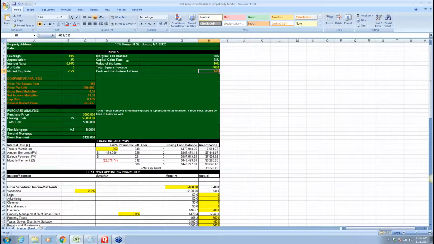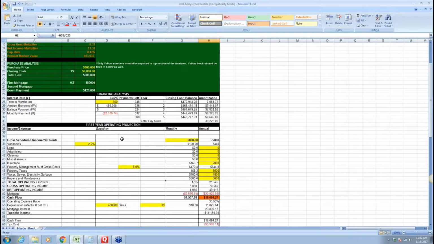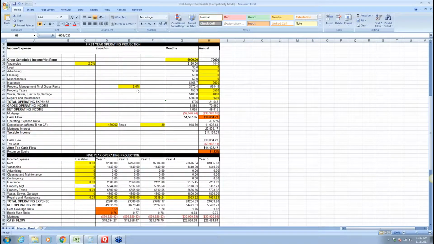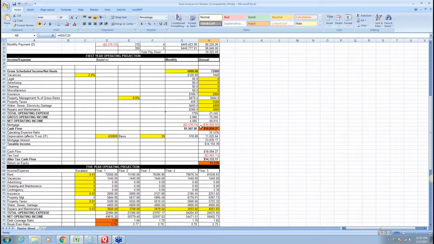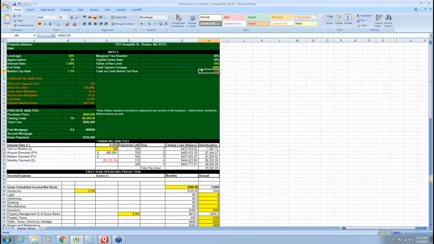So again, take a look at everything: your purchase entries, your income, your expenses, and make sure you factor in everything. The spreadsheet will calculate all the rest for you. You get your cash flow, and hopefully, one of the biggest things you want to look at at the end of the day is your cash-on-cash return. So that kind of wraps up the sample deal analysis.